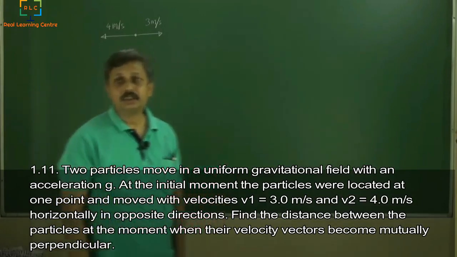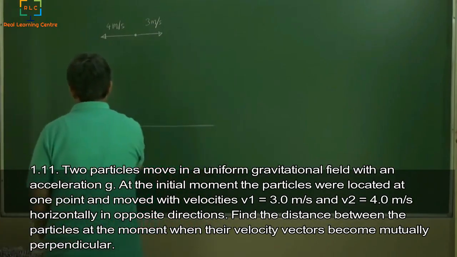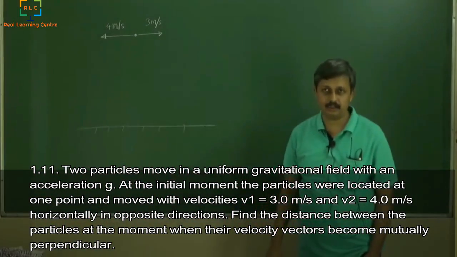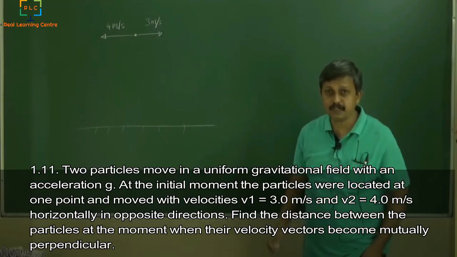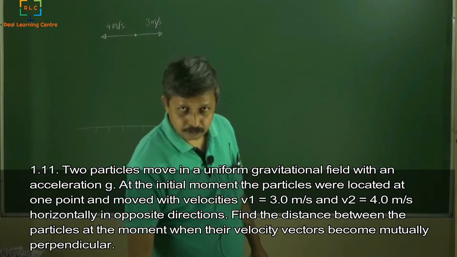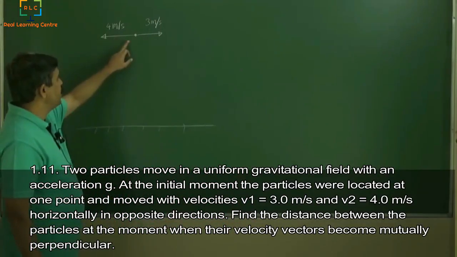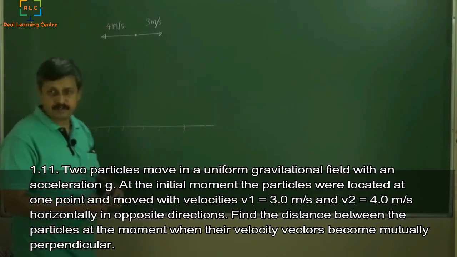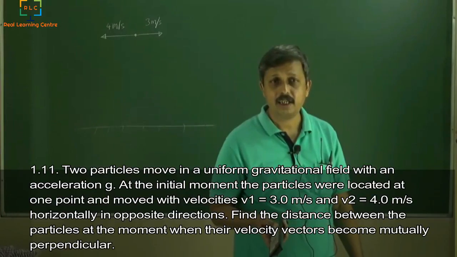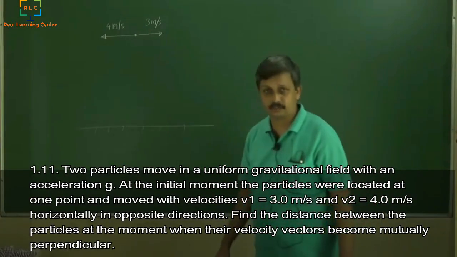Now these two objects are also under a uniform gravitational field. That simply means that they are falling in the gravitational field. So 4 meters per second it is sent here, and 3 meters per second is sent in the opposite direction. They are also working in the gravitational field, which makes them fall also.